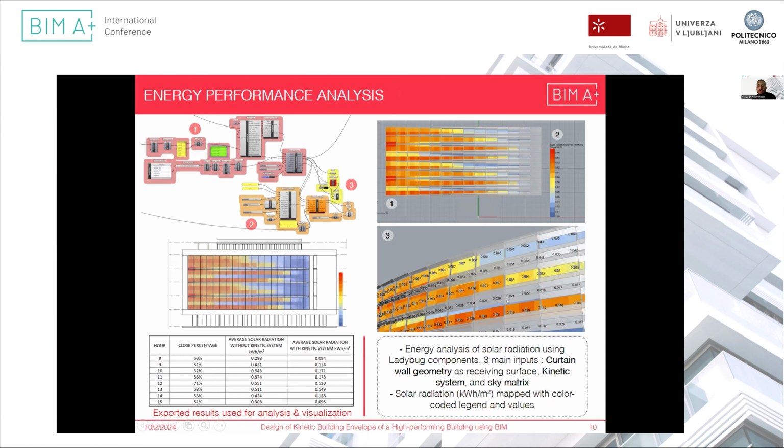And as we see here, we remapped the solar radiation values with colors on the facade. We can also see it in Revit, how we can see on the facade the color coded legend. The last part of the script is to export these values as a CSV file or Excel file to do analysis for the system.